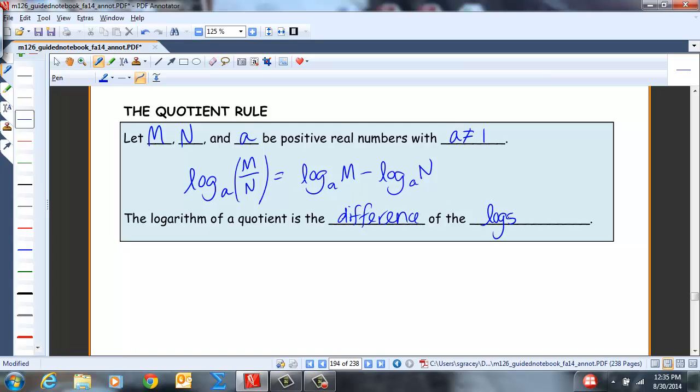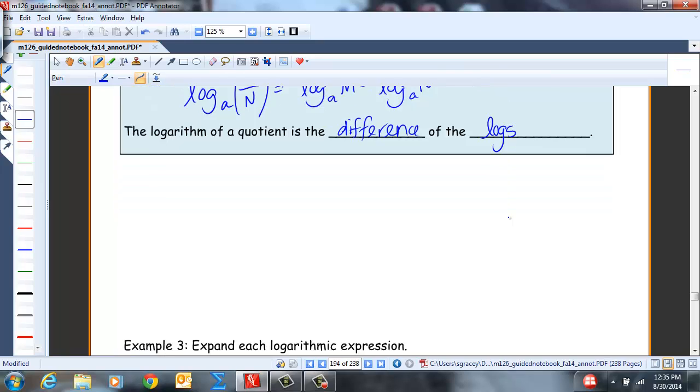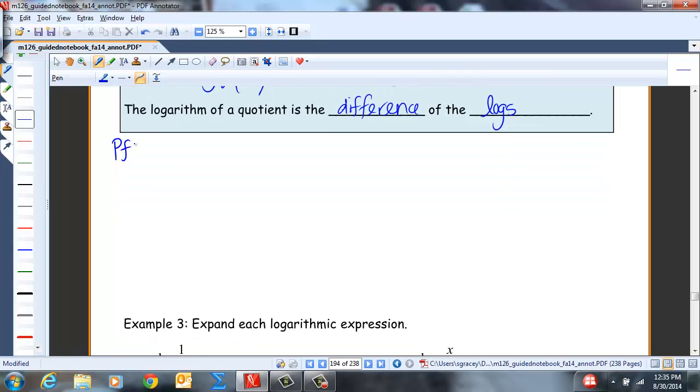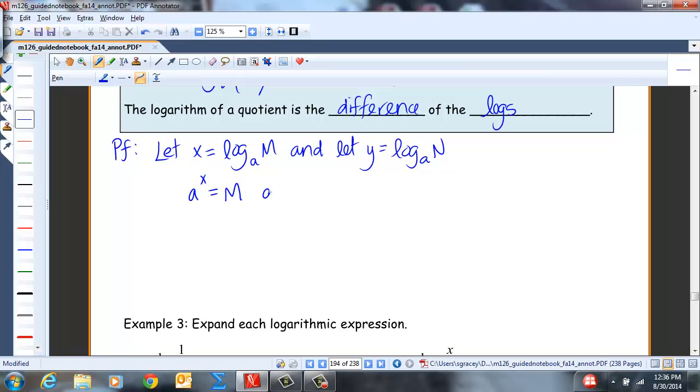If you want to try proving this one yourself, go for it. We'll show you why this is true. So starting off the same, let x equal log base a of m, and let y equal log base a of n. If we switch these into exponential form, we'll have a to the x is equal to m, and a to the y is equal to n.